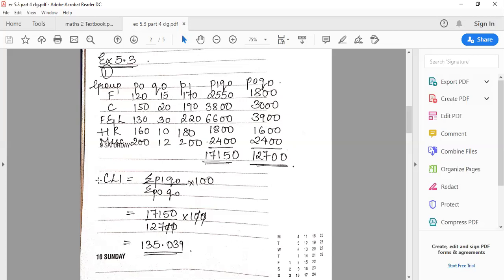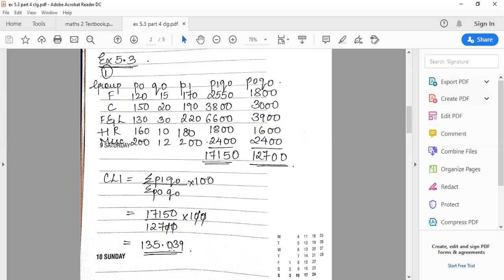Then the next step is putting the formula. So what is the formula? CLI is equal to summation P1, leave some space, upon summation P0, leave some space, multiply by 100. Where you left the space, there you will write Q0, Q0. After putting the formula, substitution is easy. I have directly written the answer because you have to calculate and practice it by log table. Don't forget, I am not showing the working of the log now. You have to practice it on your own.